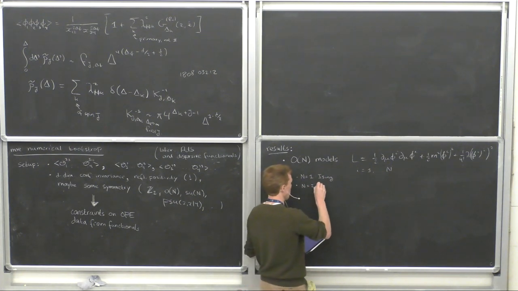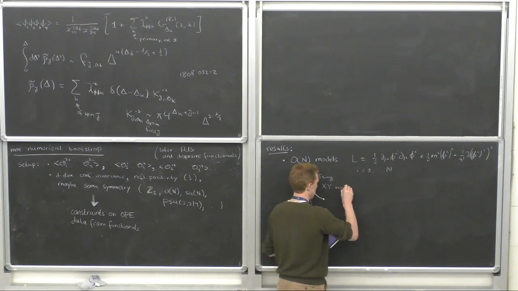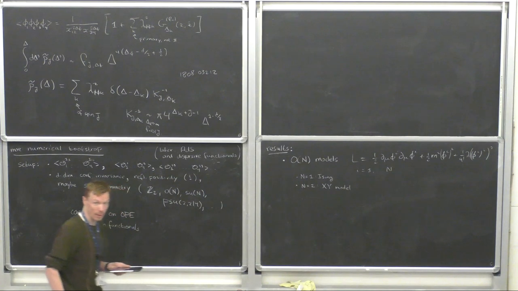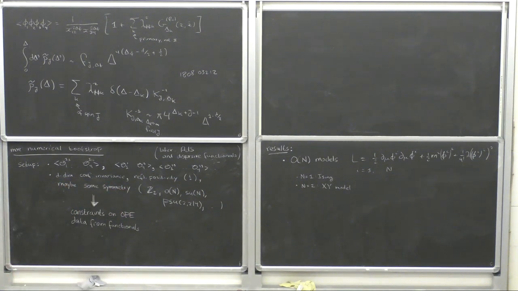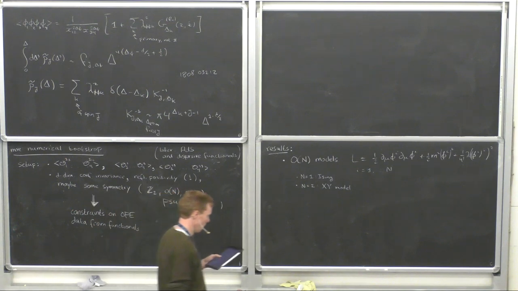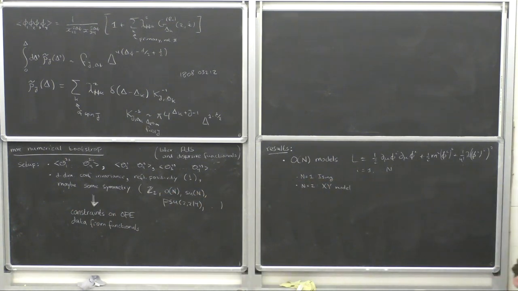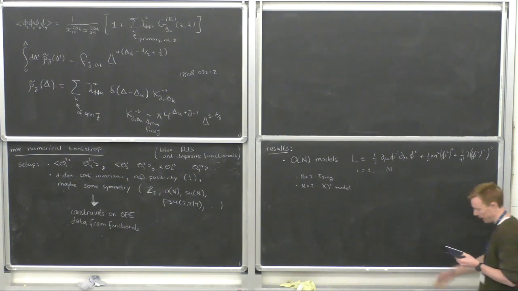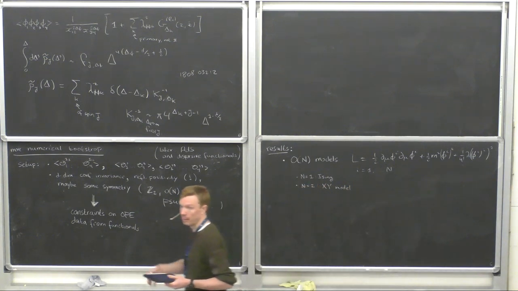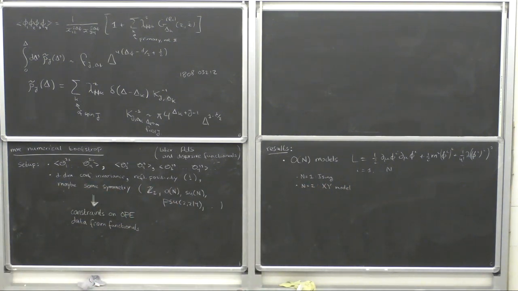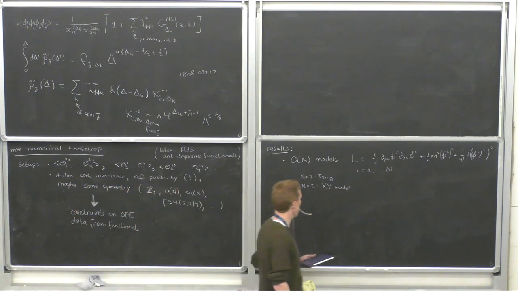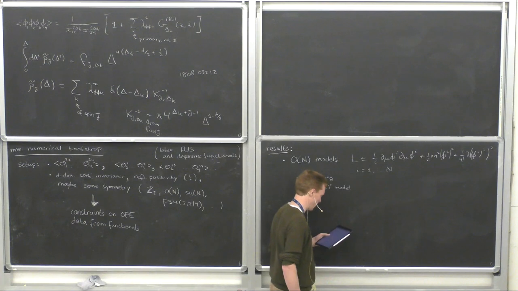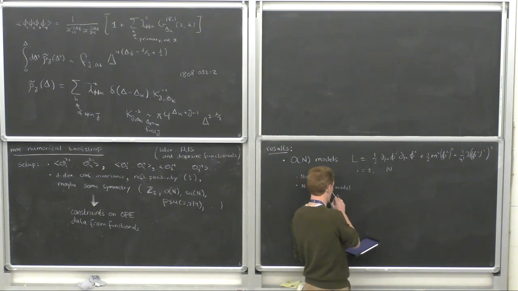For N equals 2, this is the XY model at criticality. The XY model on the lattice at criticality is the same as this theory at criticality. I mean, it's hugely important, of course. It in particular describes the superfluid transition in the lambda line in helium-4. It also describes a bunch of quantum critical points and maybe some magnets with some easy plane. So there are lots of applications of this for the numerical bootstrap.